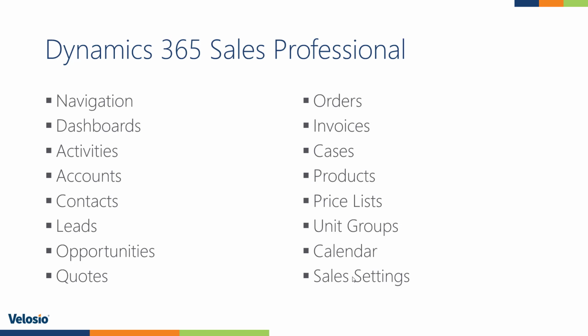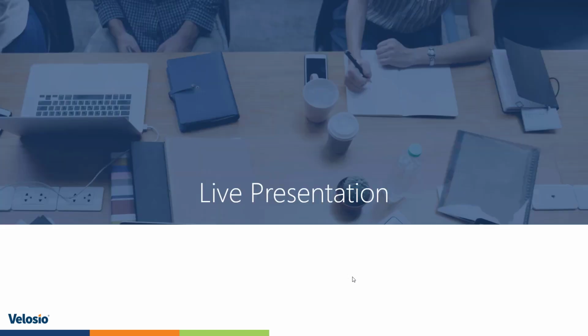So today here's our list of things we're going to look at. We're going to navigate throughout the system so you know what we're looking at. We're going to look at dashboards and activities. We're going to talk about account and contact management. We're going to go through lead and opportunity management, converting leads to opportunities, and then into quotes and ultimately orders and invoices. There is case management with the Sales Professional. We'll talk about that, as well as take a quick peek at the products and the price lists and unit groups, the calendar, and some sales settings. So that's kind of our plan for today. So let's go into our live presentation.